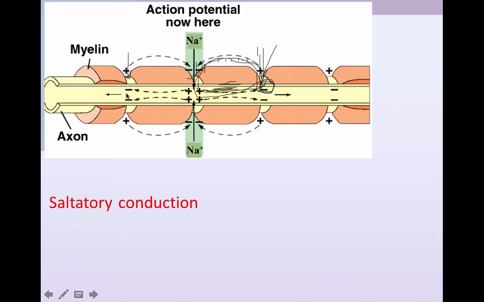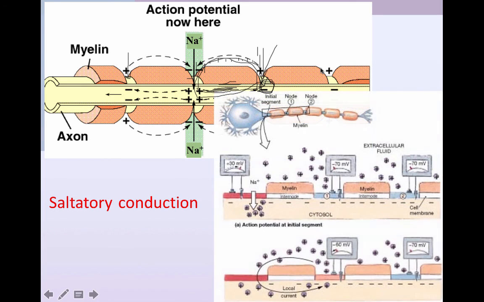This is referred to as saltatory conduction because to the electrophysiologist who first witnessed this, it looked as if the action potential jumped from node to node. And so that's what it looked like was occurring.